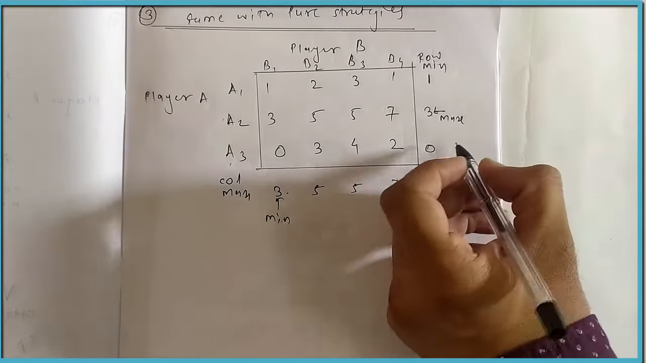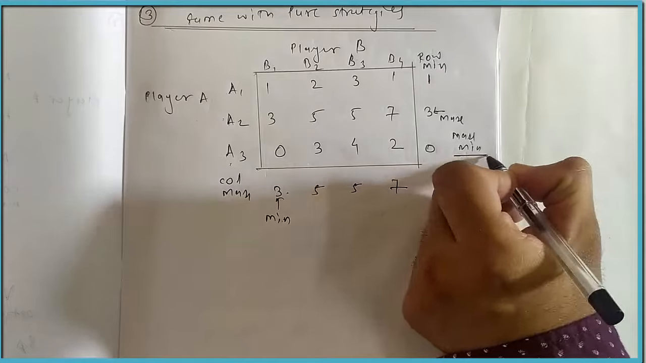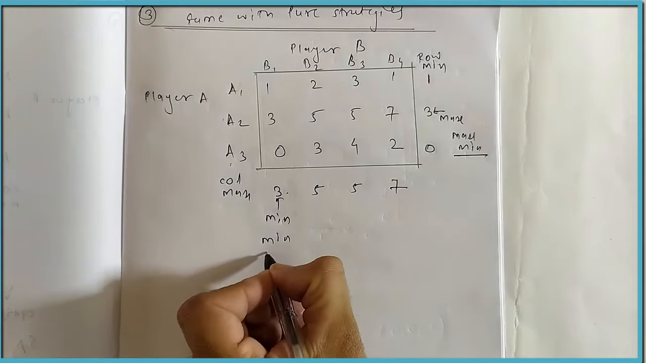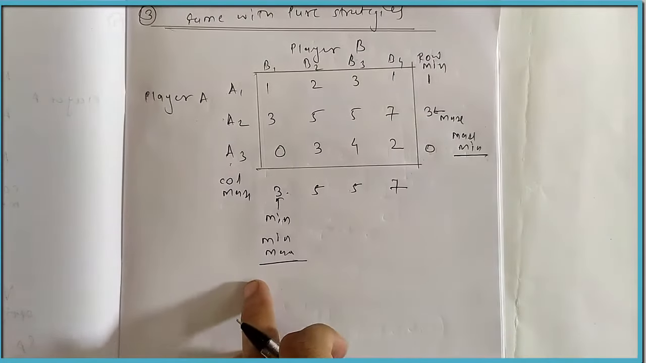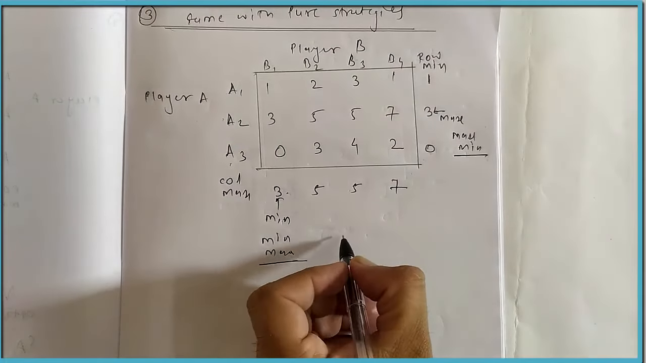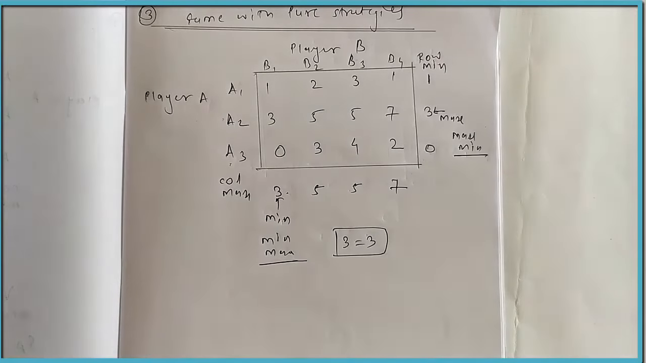Here we can say that our max min value is equal to min max value. Saddle point is when your max min value should be equal to the min max value. Here max min value is 3 is equal to 3. Therefore here we can say that we can get the saddle point.